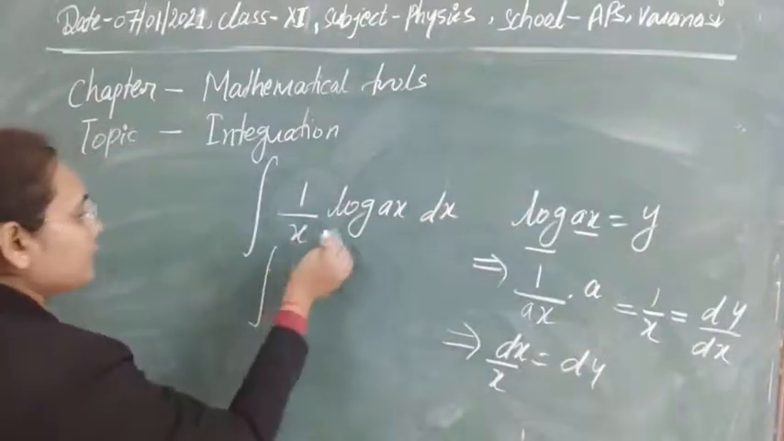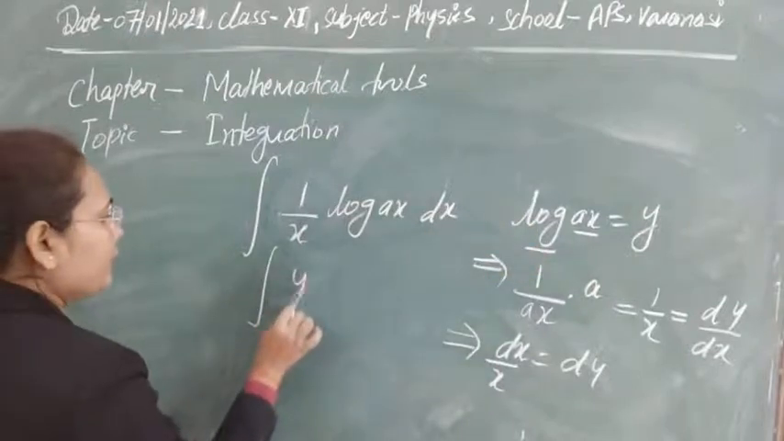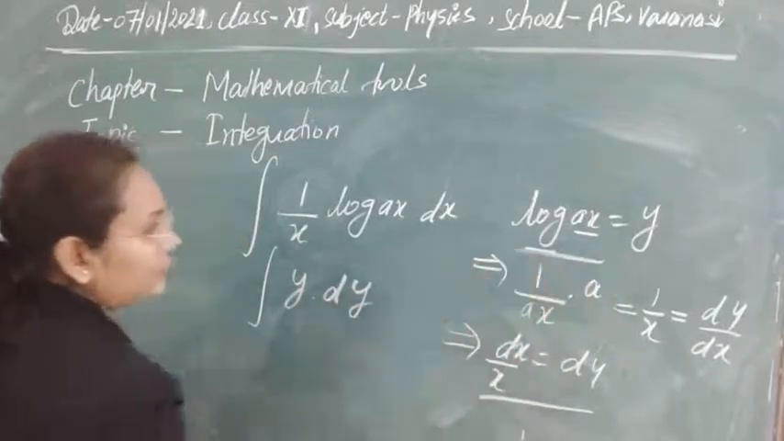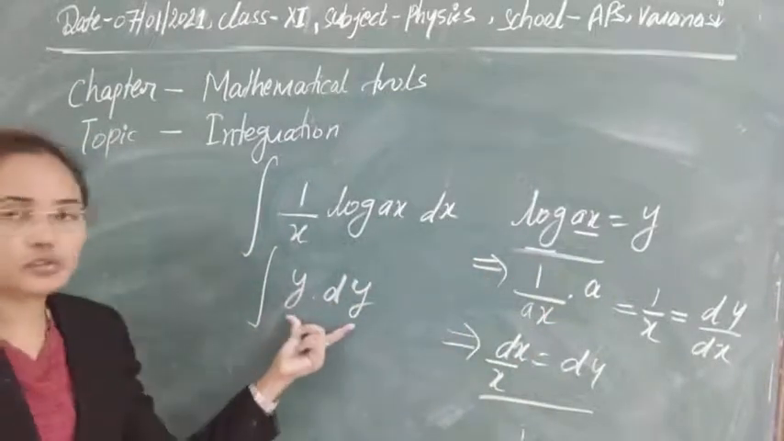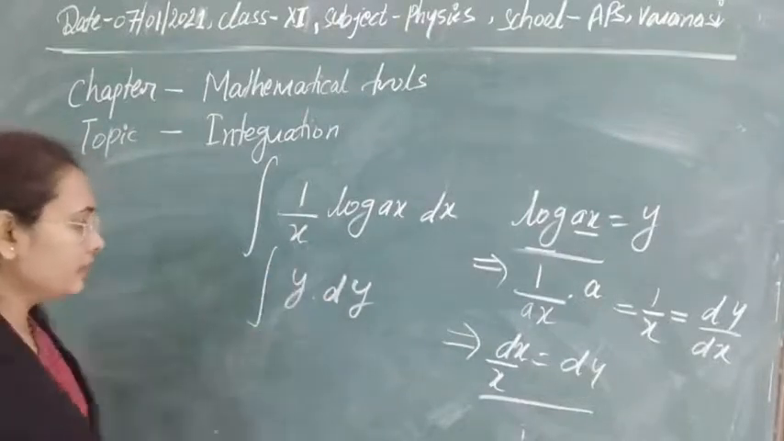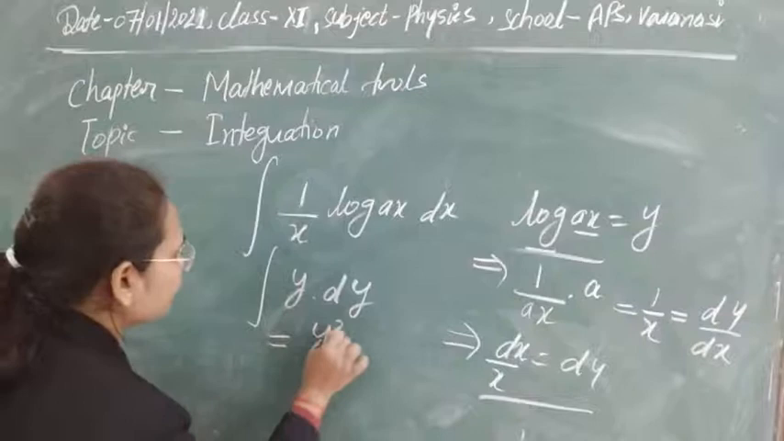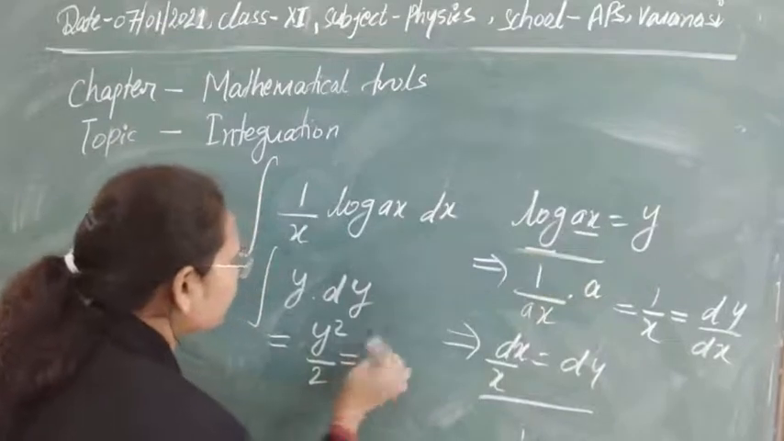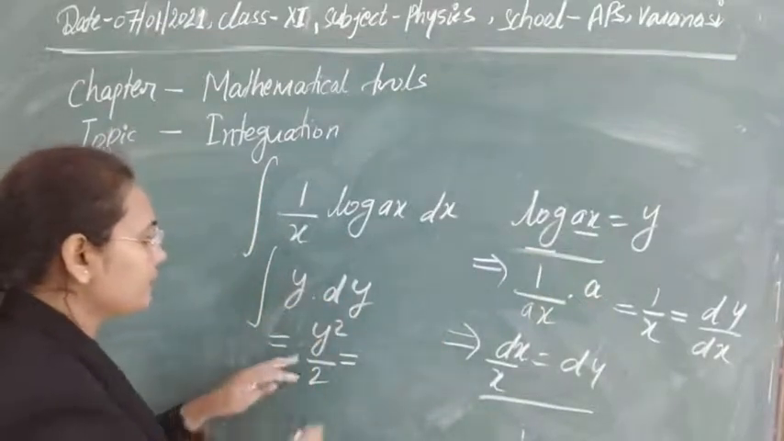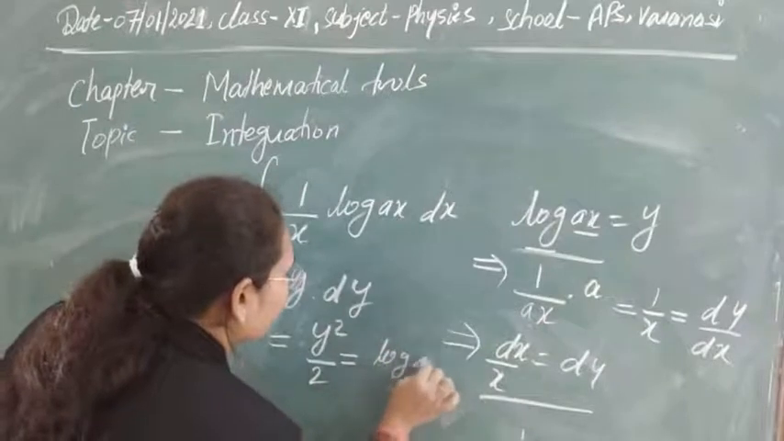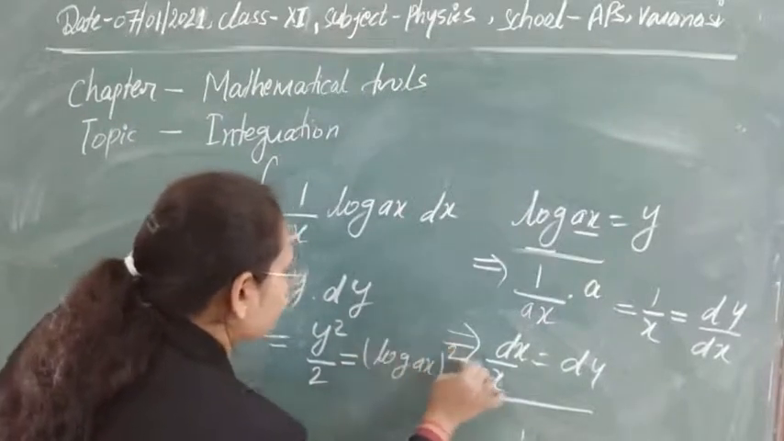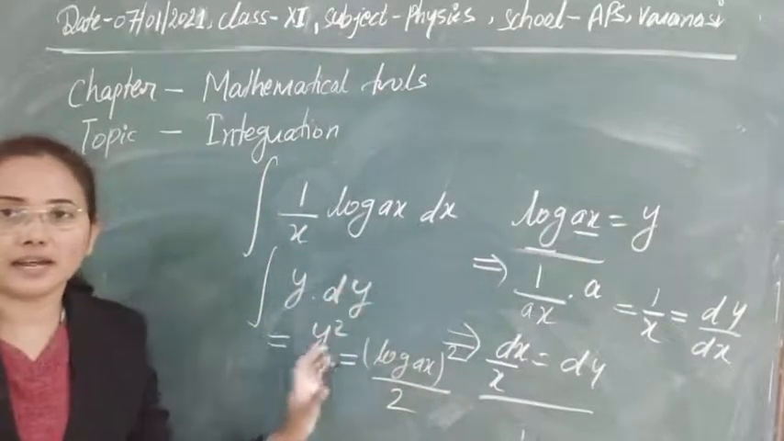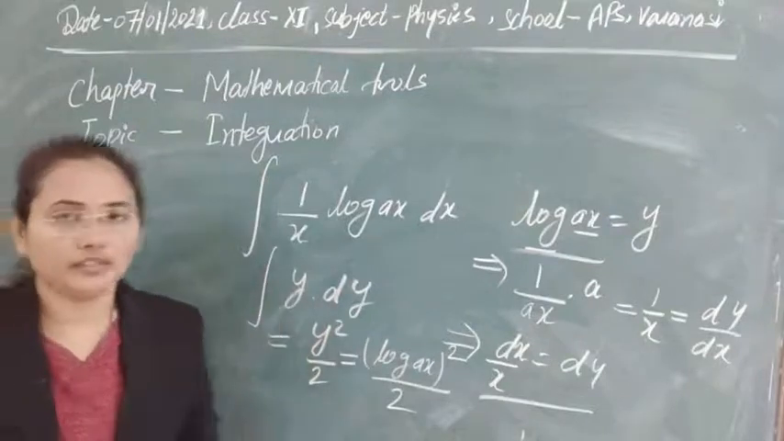So now let's substitute it. In place of log ax put y, and in place of dx upon x put dy. Substitute these two values. Now it is very easy for us to solve. Its integration will be equal to y square by 2. And now put the value of y again. The value of y is log ax, so the solution is (log ax) square divided by 2. This is the solution that we get after solving it.